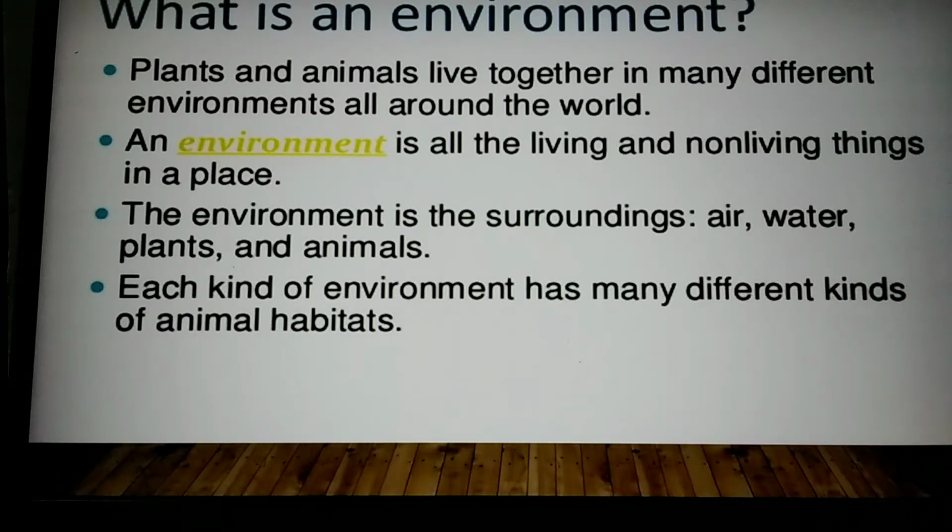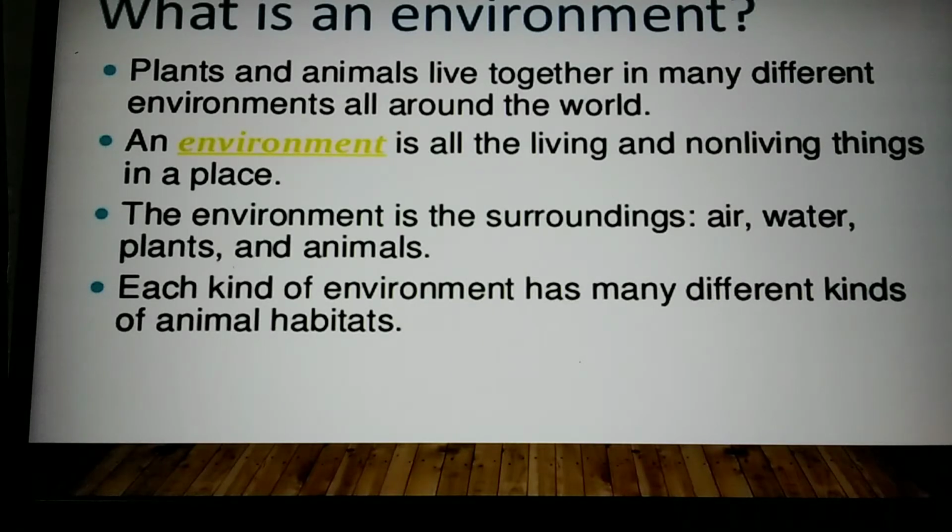Now, our planet Earth is a living planet since it is home to millions of living things, plants, and animals of various kinds. You would have seen many varieties of these living things in our surroundings. So, what is an environment? Plants and animals live together in many different environments all around the world. An environment is all the living and non living things in a place. It contains air, water, plants, and animals.